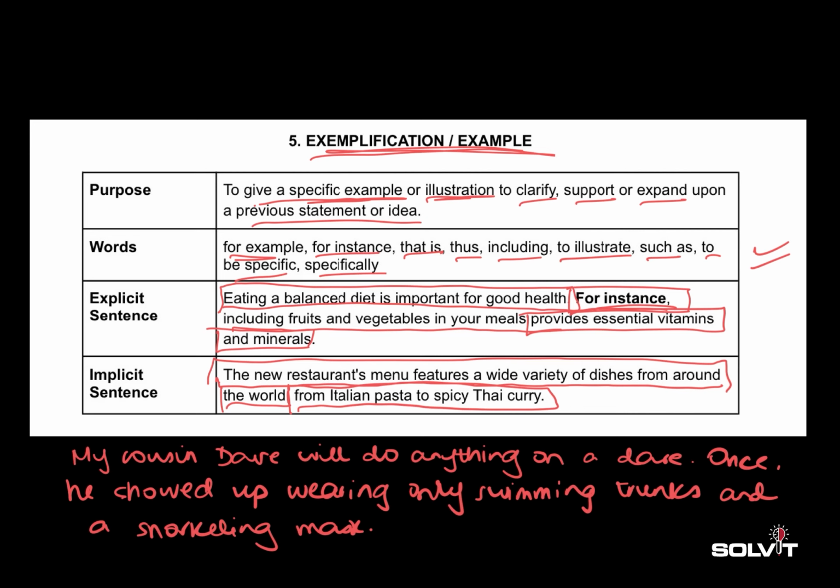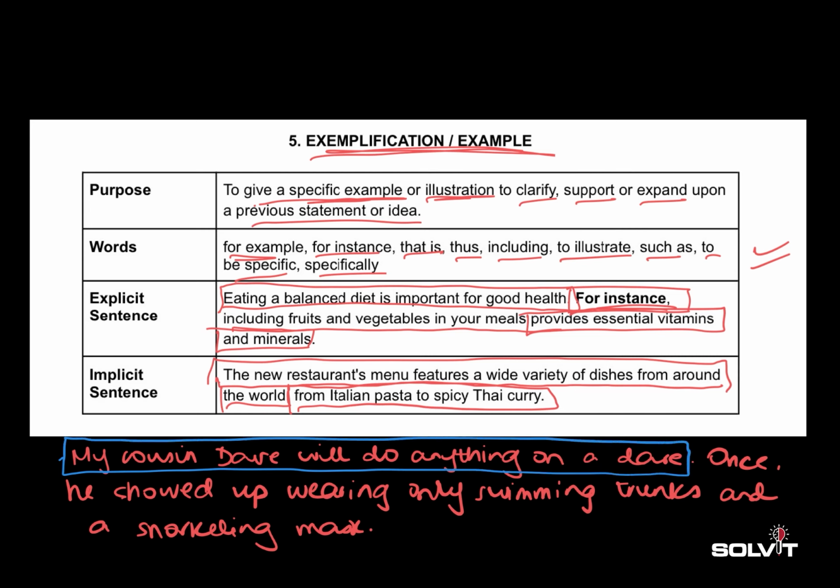So I've written down one more example for you for this type of relationship. My cousin Dave will do anything on a dare. Once he showed up wearing only swimming trunks and a snorkeling mask. Okay, so what is happening here? Again, this is a general statement, right? My cousin Dave will do anything on a dare, okay?